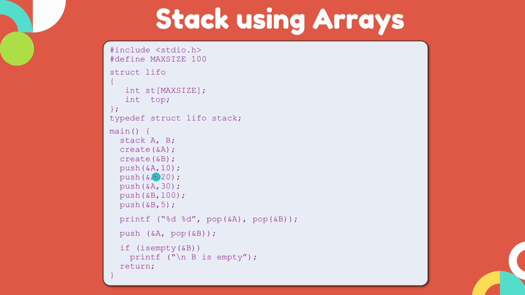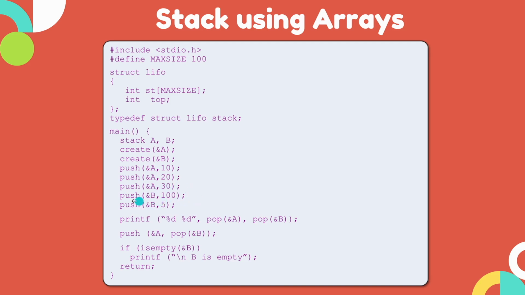Next we do a push operation on the stack A with the value of 10. So, ultimately this will invoke the push function, and 10 would be placed at the index A of 0. And next again I do a push operation with the value of 20. So, at index 1 the value 20 would be placed. Again I make a push operation on stack A with the value of 30. So, A of 2 would have the value of 30.